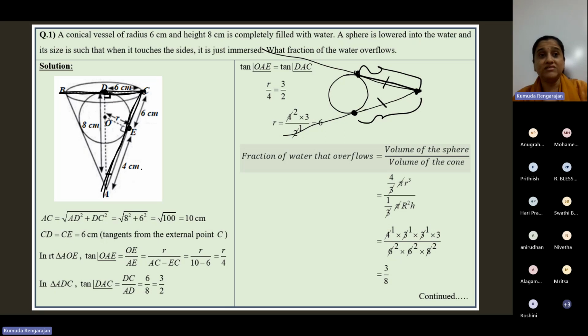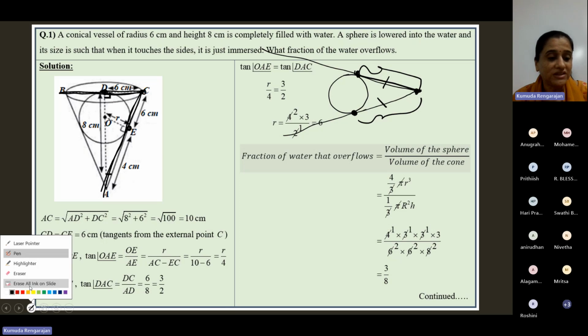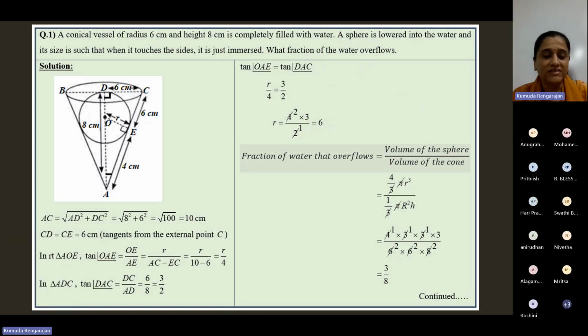But CB is equal to CA? No, not that. The tangent segments are equal. Which one? The tangent segments are between the external point and the point of contact. This is the point of contact. This is the external point. So this length is equal to this length because external point, point of contact. So CD is equal to CE, correct?